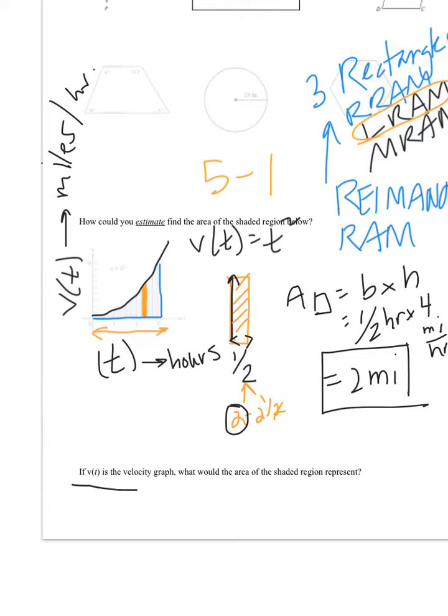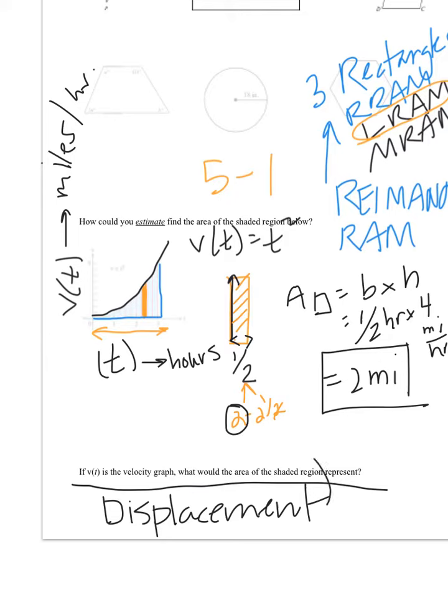So if velocity is the graph and you're trying to find the area under the curve, this is going to give us an important piece of information about the object, and it's going to give us the displacement. On the interval from 2 to 2.5 hours, the object's position has changed by 2 miles. And because the velocity is positive, we know it's going to the right. So we would say from 2 to 2.5 hours, the object has moved a total of 2 miles to the right.